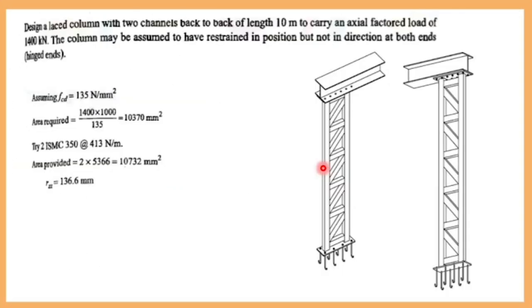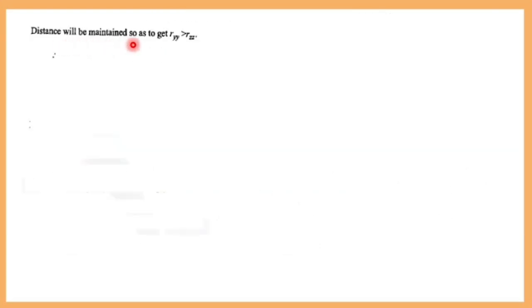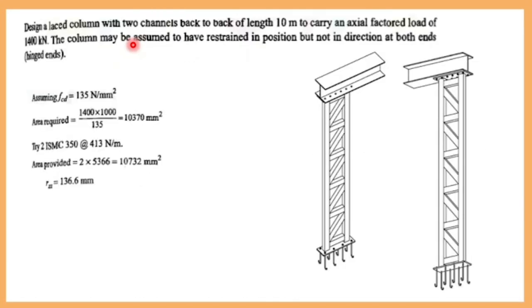RZ is 13.66. RZ is the strongest value, RYY is the least value. Now for the design of lacing you have to take the strongest value. Since you are using a channel section, you have to look into buckling class C. Your distance will be maintained so as to get that value. This back to back channel will increase its capacity. Now if you divide 1000 by 13.66, you get the slenderness ratio of 73.20. Check with buckling class C.